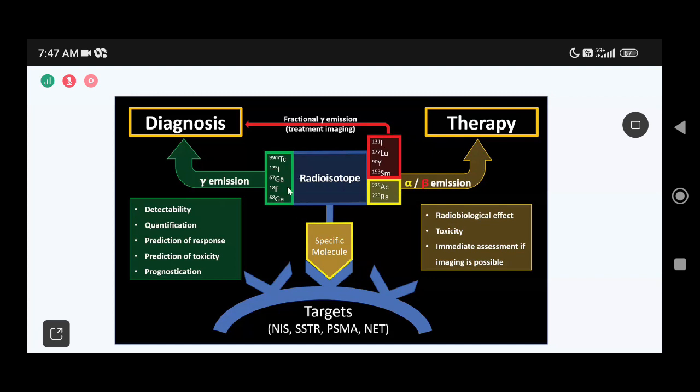And other isotopes like technetium, iodine-123, gallium-67, 18F and gallium-68 emit only gamma or positron radiation, so they can be used only for diagnosis. They can't emit beta or alpha, so they can't be used for therapy. Whereas the other ones which you see here, actinium and radium, emit only alpha particles, so they can be used only for therapeutic purposes.